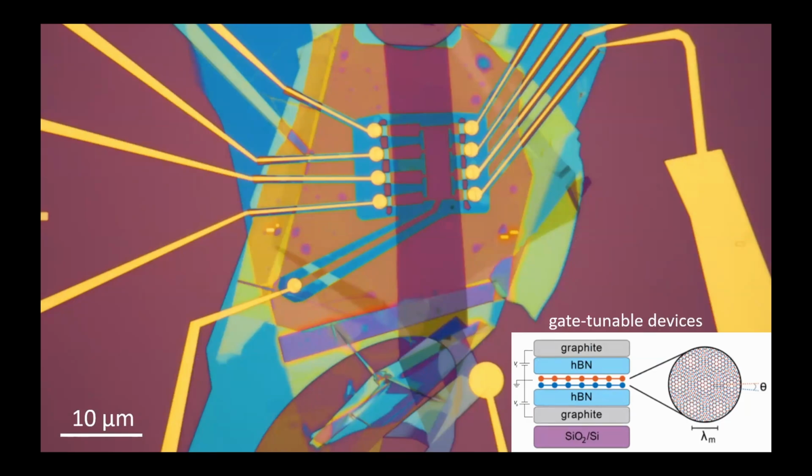This is what an actual device looks like for transport measurements. So what you're seeing in the colors are many different flakes of graphite, graphene, and boron nitride carefully stacked on top of each other and then patterned into a Hall bar geometry.